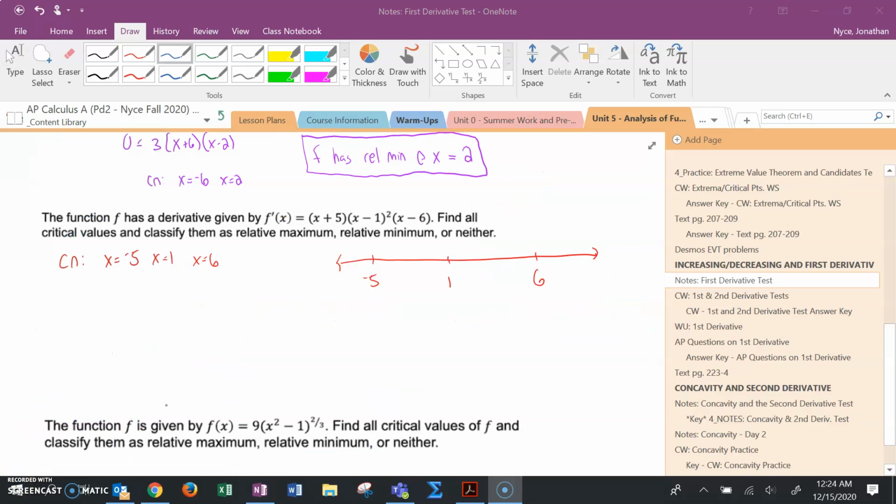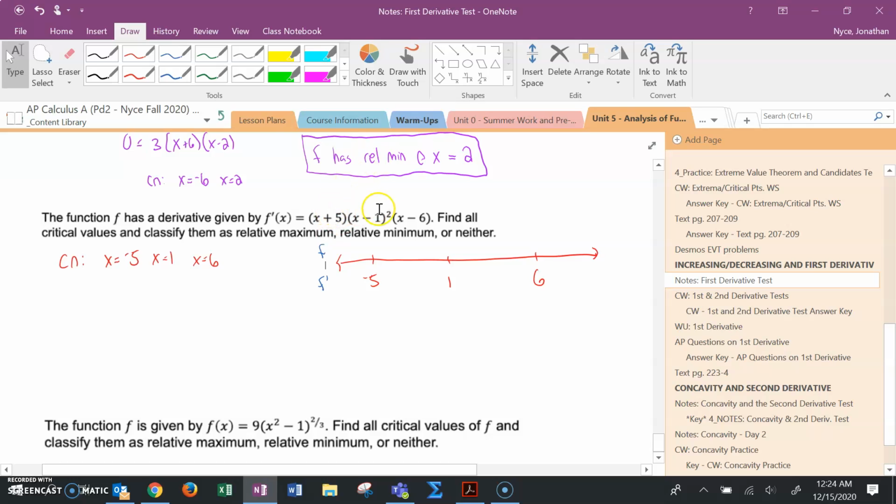I'll take a little bit of time here. For this example, we're given the derivative. So we can see the derivative is equal to 0 at -5, at 1, and 6. Those are our critical numbers. We want to plug numbers into the derivative to find out if the function's increasing or decreasing.